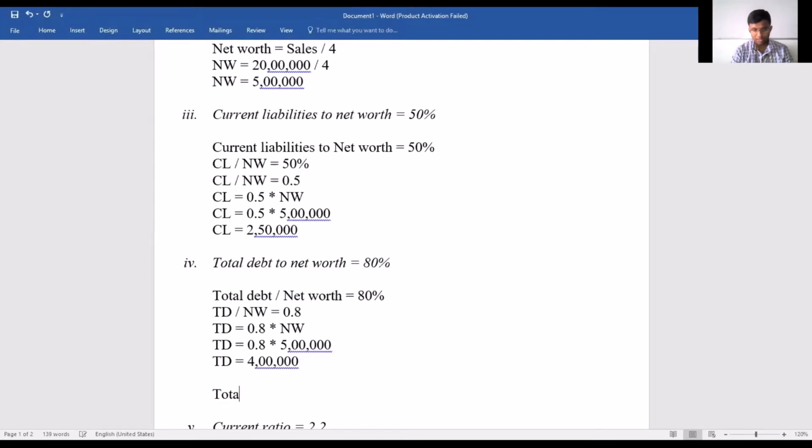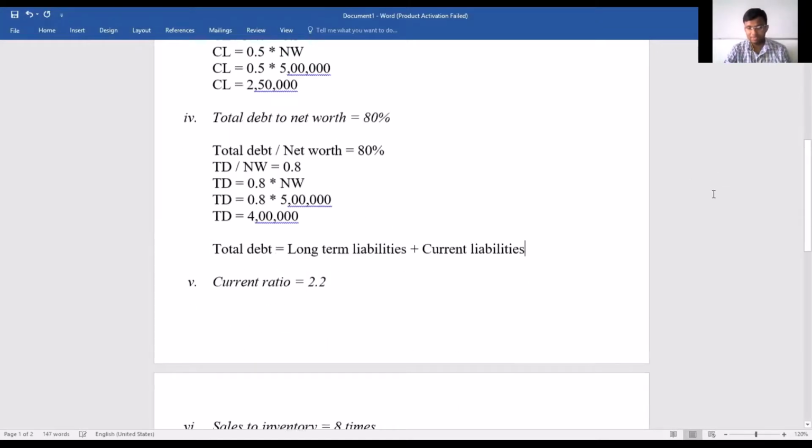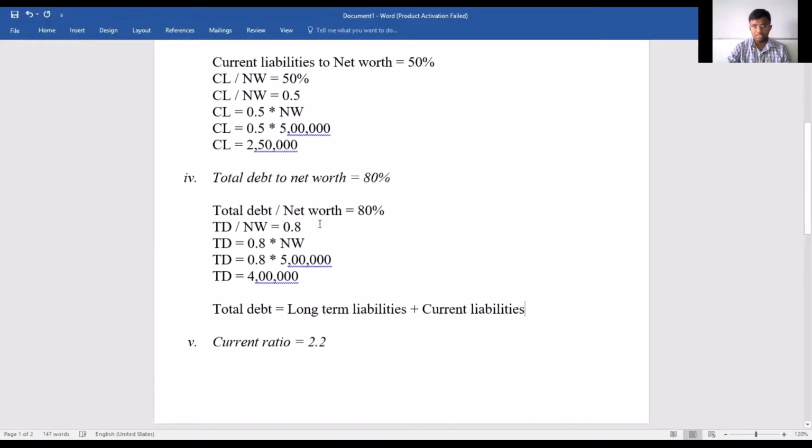Now, what is the significance of total debt? Total debt means total liability. How do you get total liability? Total liability is the sum total of long-term liability plus current liability. We already know the value of current liability and of total debt, so let's rearrange this formula.